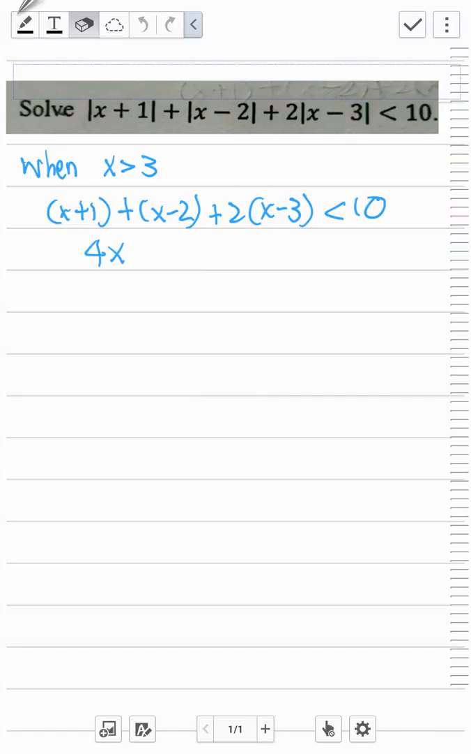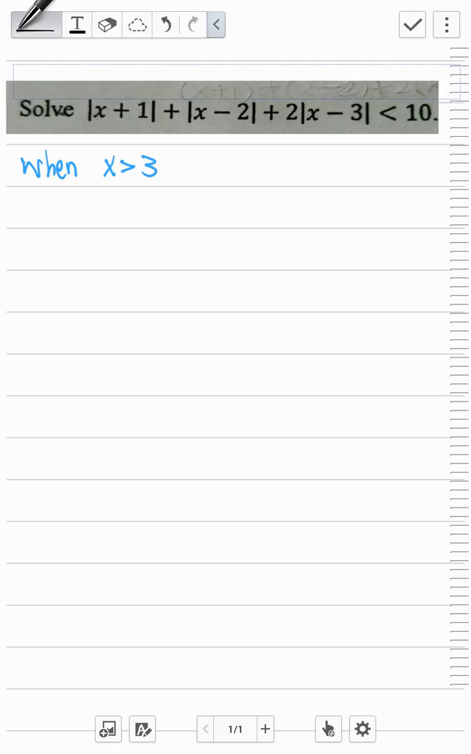So the key is how to solve this kind of question where there are a few modulus. One way is to split it into parts, right? First thing, I noticed there are three numbers, x plus 1, x minus 2, and x minus 3. So the corresponding numbers are 3, 2, and minus 1.